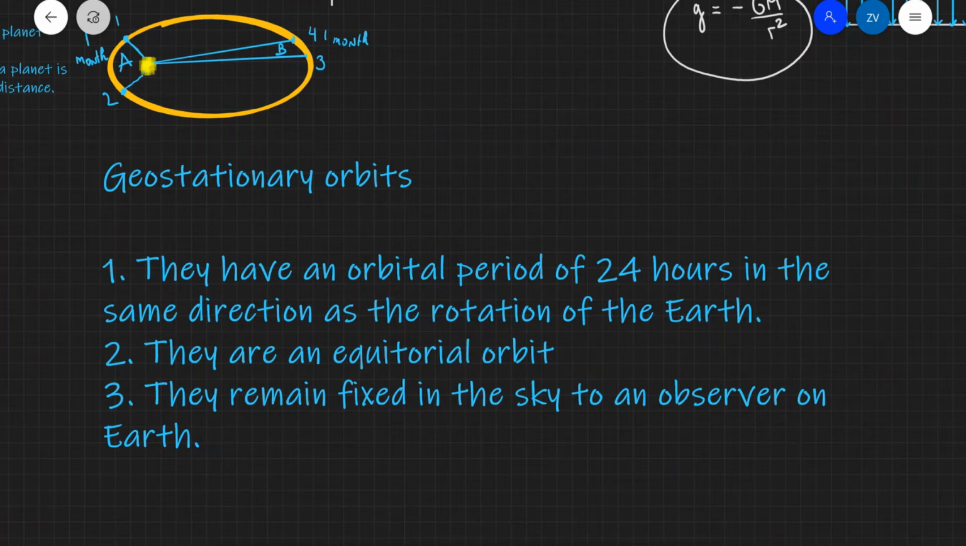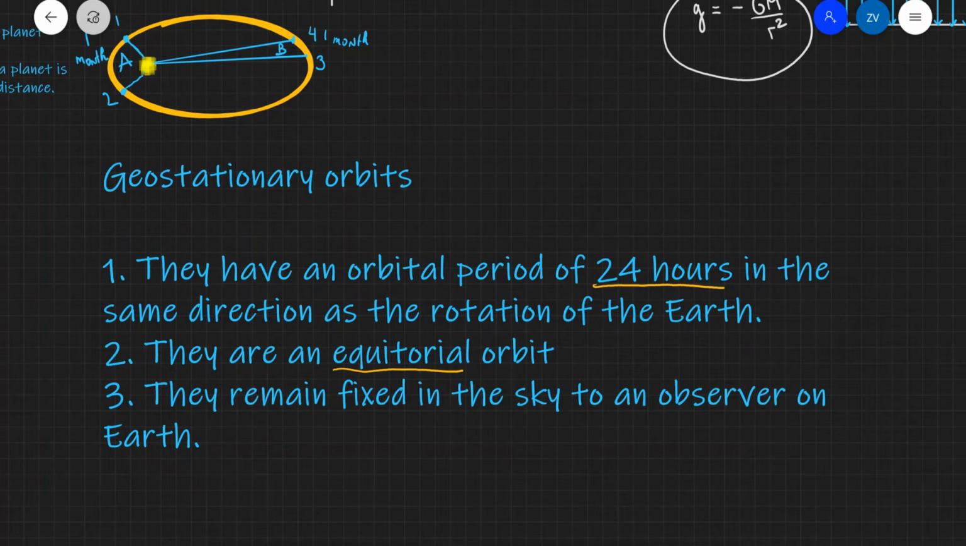Now let's speak about geostationary orbits. Remember there are a couple of defining characteristics of them. Number one, probably most importantly, they have an orbital period of 24 hours. That is, of course, in the same direction as the rotation of the Earth. Also, they are an equatorial orbit just above the equator. Because of these characteristics, 1 and 2, they remain fixed in the sky to an observer on Earth or to a satellite dish pointing at a specific location in the sky.